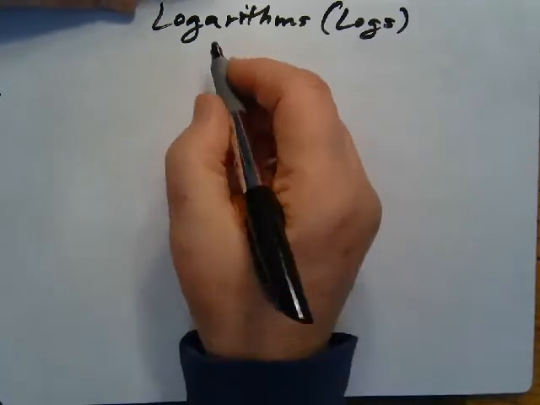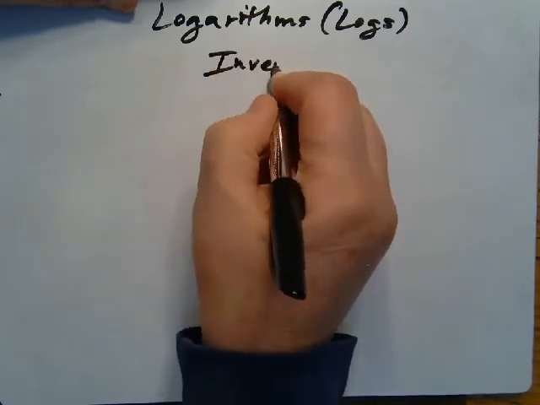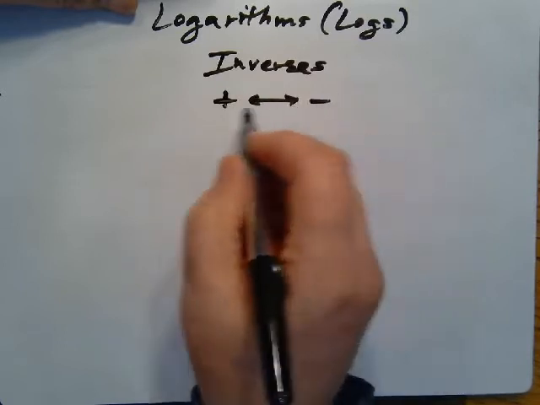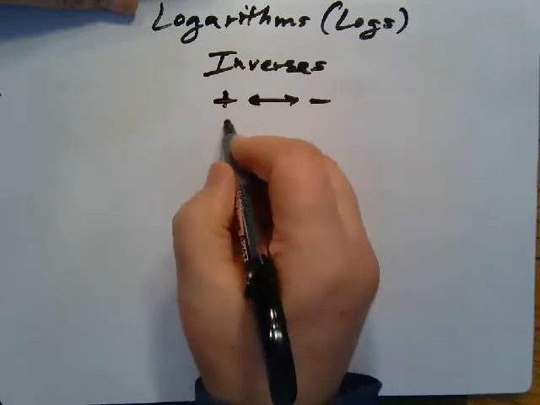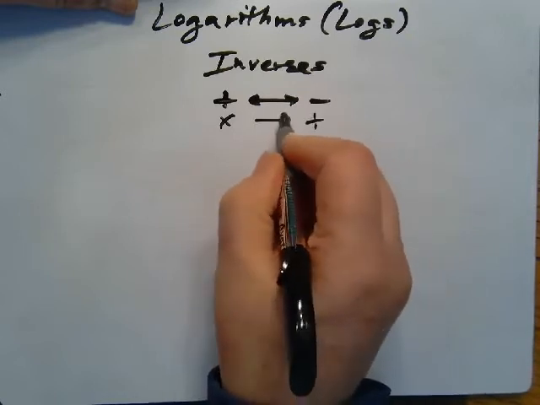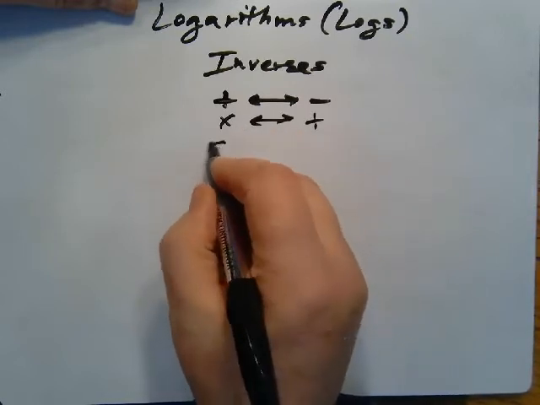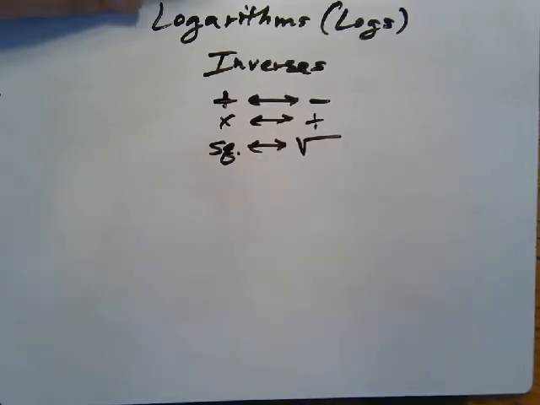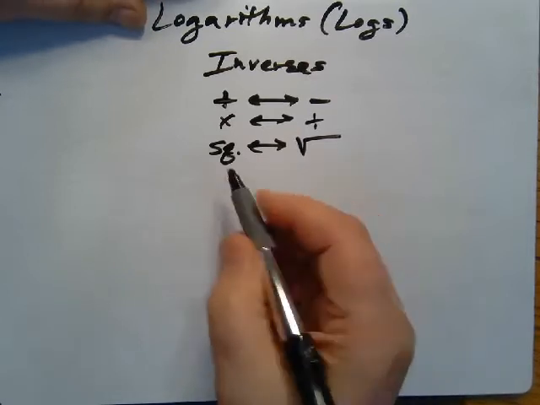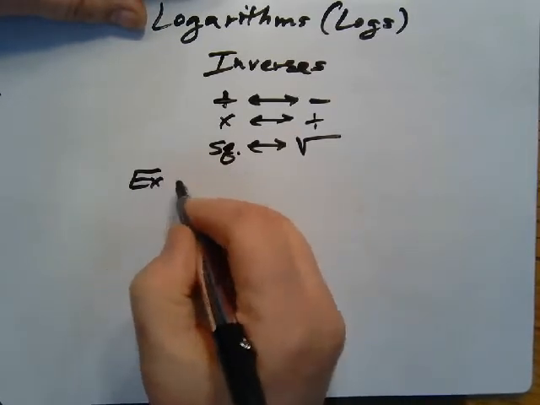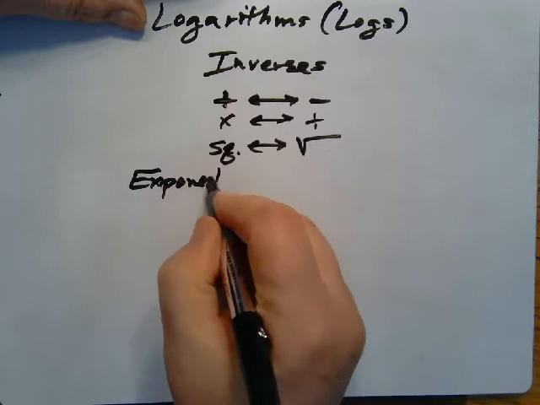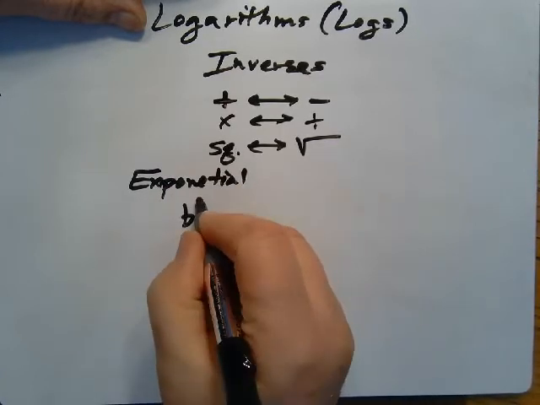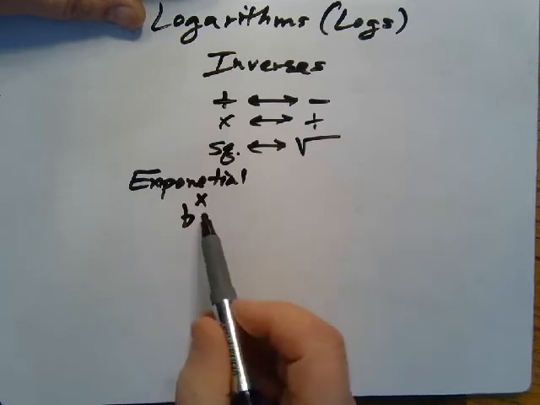And these operations that we're using are what are called inverses. We know that adding and subtracting are inverses, and they undo each other. Multiplying and dividing are inverses, and they undo each other. We know that squaring something and square rooting something are inverses, and they undo each other. Well, now we have a new operation. It's called exponential equations, or exponenting something. And that means taking something and putting the exponent up in the exponent.